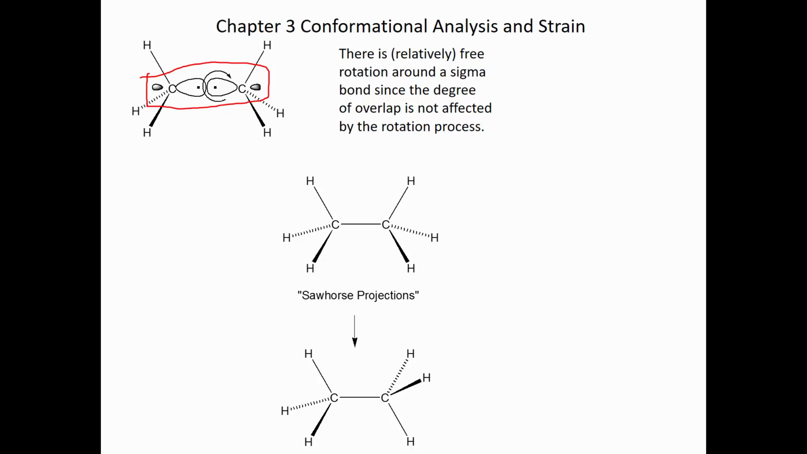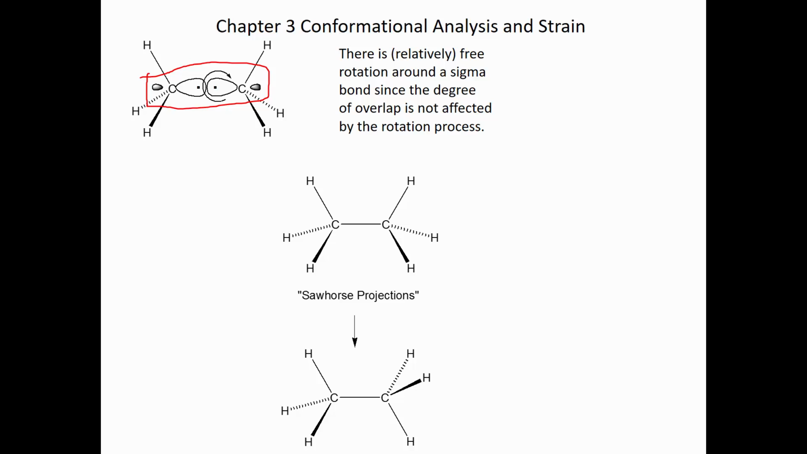So we have relatively free rotation around sigma bonds in general. We'll see that it's not completely free, but it's not because of the change in the degree of bonding. It's other reasons that make it not free. But there's relatively free rotation around sigma bonds.